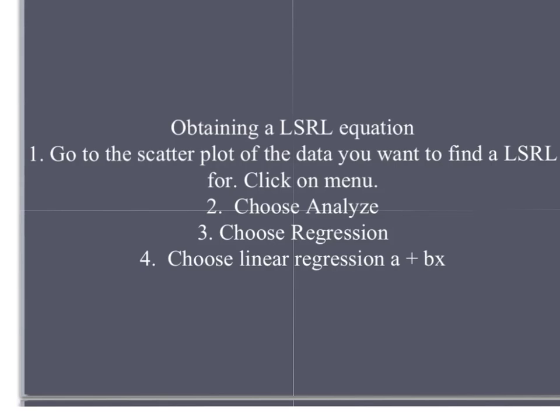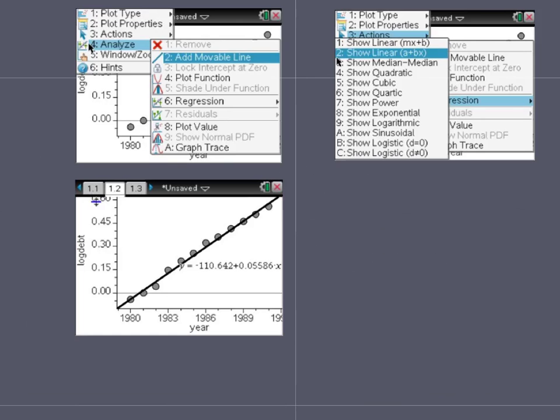Okay, now we need to obtain a least squares regression line equation. First thing you want to do is go to the scatter plot of the data you want to find an LSRL equation for, and click on Menu. Then you're going to choose Analyze. Then you'll choose Regression. And last, you'll choose Linear Regression in the form of a plus bx.